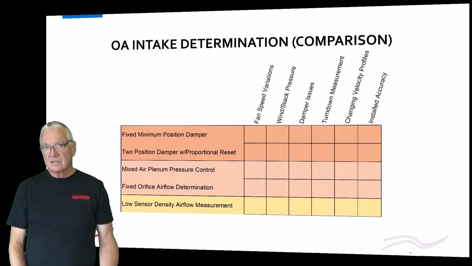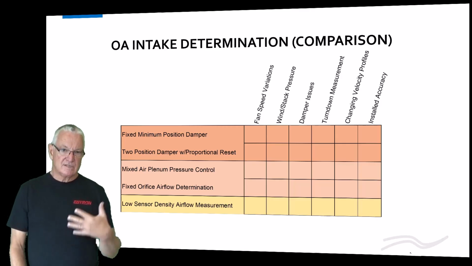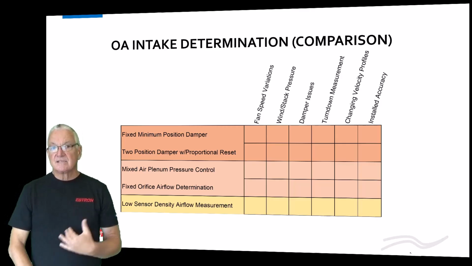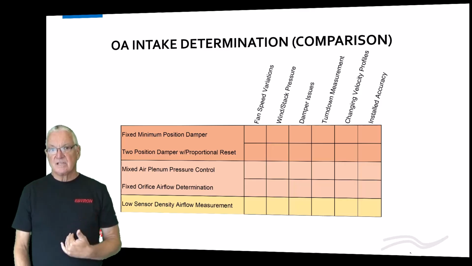Okay, so I made this little table, and it looks at these different methods and the things I'm concerned with. So I'm concerned with fan speed variations, wind, stack pressure changes, damper issues. Do I want to do this at more than one flow?